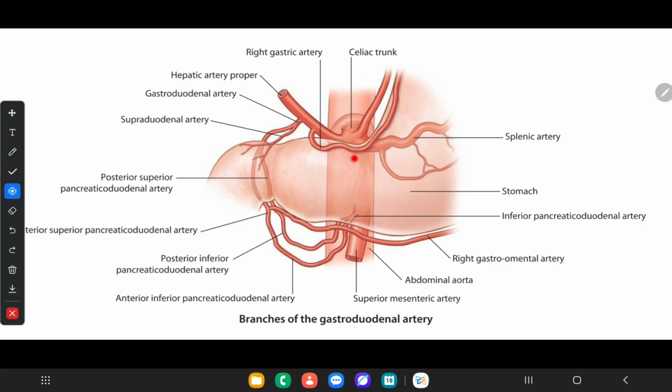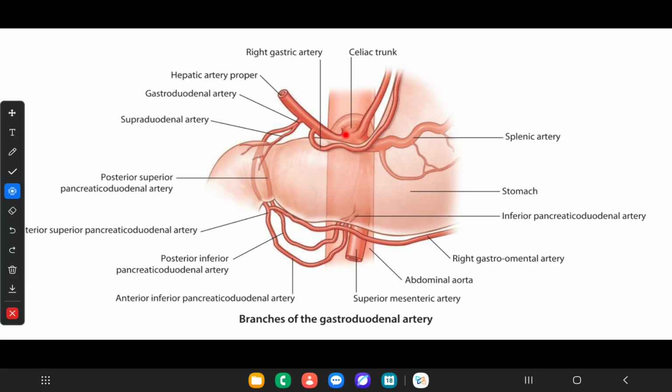In this picture, you can see the celiac trunk and the three main branches which originate from it. The celiac trunk is a very short artery, about 1 centimeter long, as it immediately divides into the left gastric artery, common hepatic artery and splenic artery. Those are the three main branches of the celiac trunk. The celiac trunk is also surrounded by the celiac plexus of nerves.